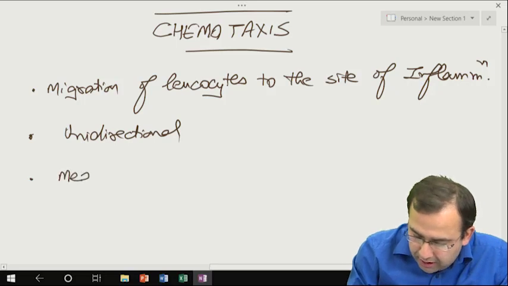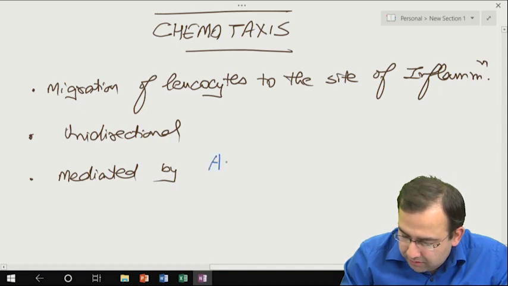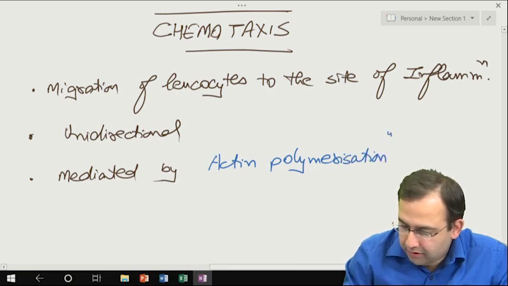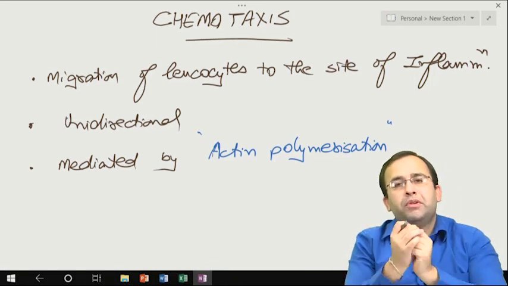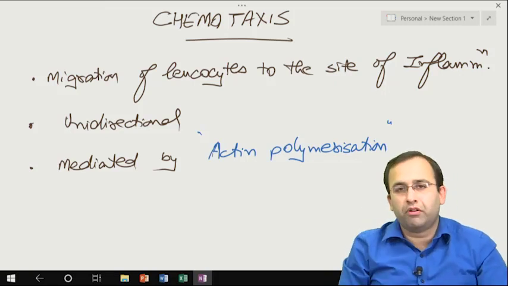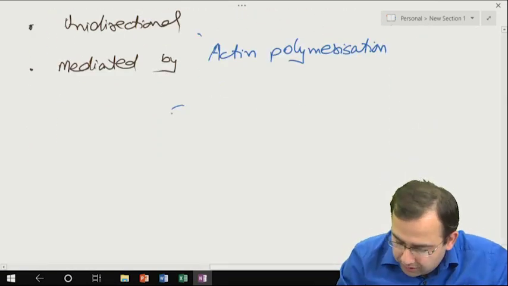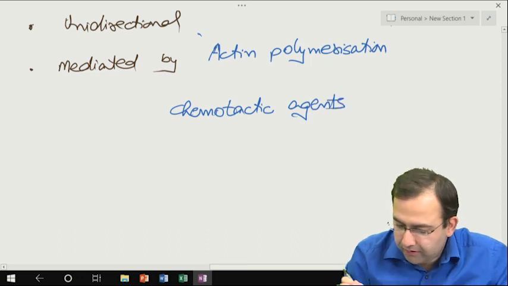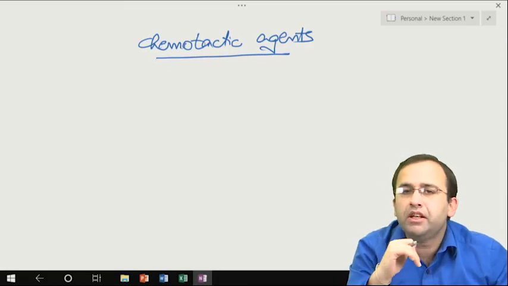Next point, how does the leukocyte reach the site of inflammation? It is mediated by actin polymerization. Actin, which is present in the cytoplasm of the leukocytes, polymerizes, as a result of which the cytoplasm moves forward. That is chemotaxis. Much more important than these points are the chemotactic agents. Chemotactic agents are the substances which help in chemotaxis.